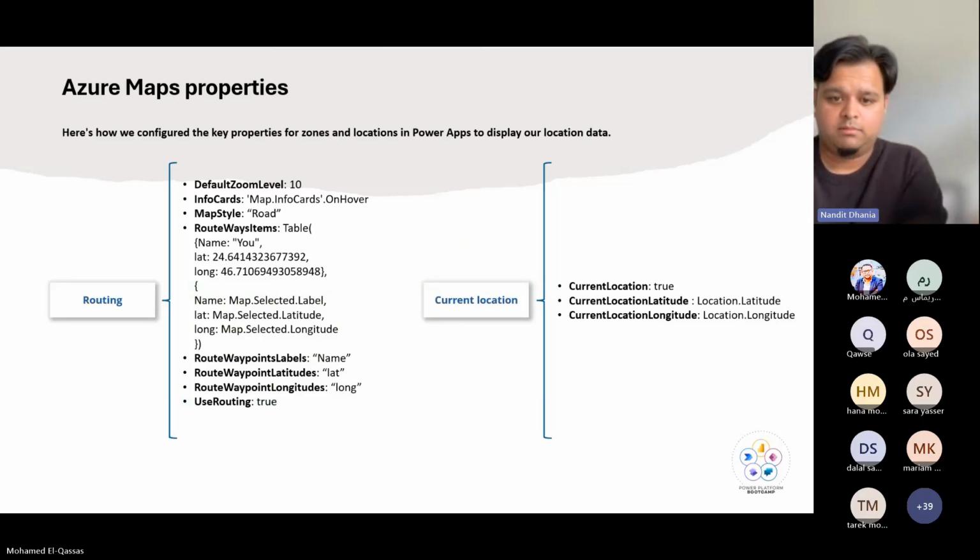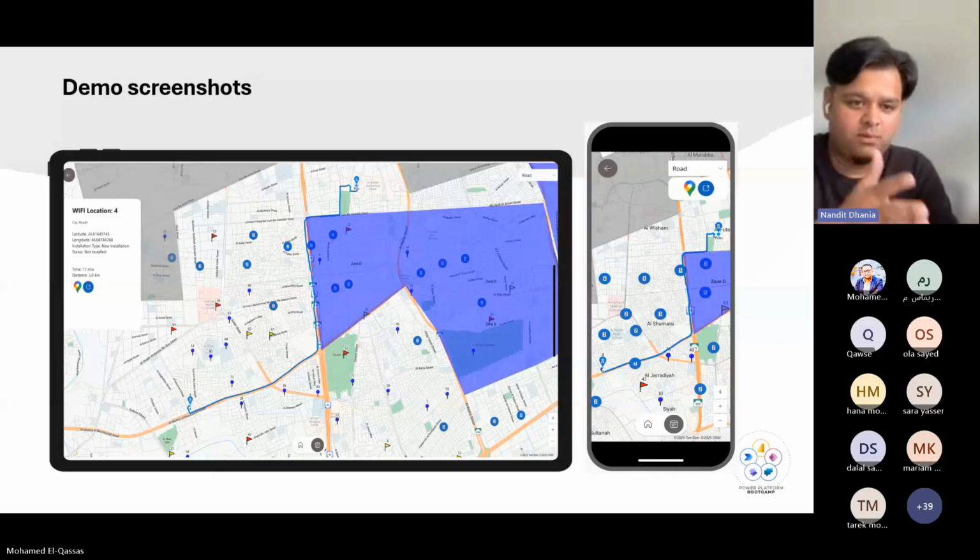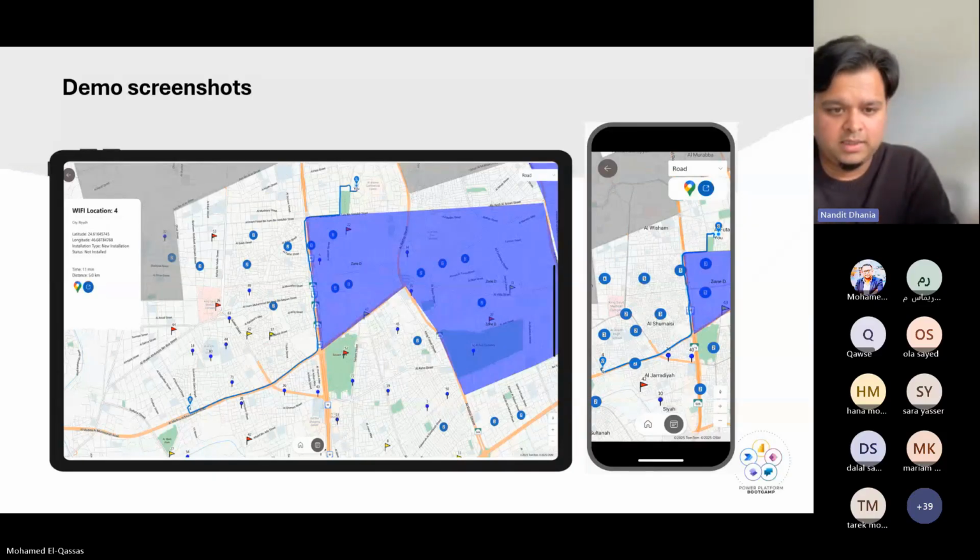For the current location, just turn it to true. And the location, latitude and longitude would be location.latitude, location.longitude. You will use the right-hand side part when you want to use your current location. Now, because I hard-coded it, I was using the left one. And these are some of the screenshots from the demo that we just saw.